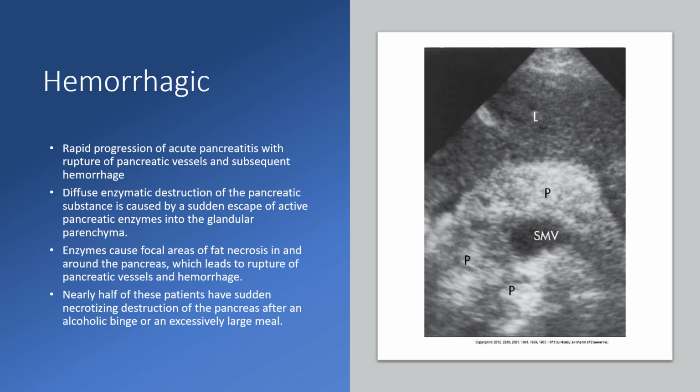All right, hemorrhagic pancreatitis. This is a rapid progression of acute pancreatitis with rupture of pancreatic vessels and then subsequent hemorrhage of those vessels. So there's diffuse enzymatic destruction of the pancreatic substance caused by the escape of those enzymes into the glandular tissue, and they're going to cause areas of focal fat necrosis in and around the pancreas, which then leads to the rupture of those vessels and the hemorrhage.